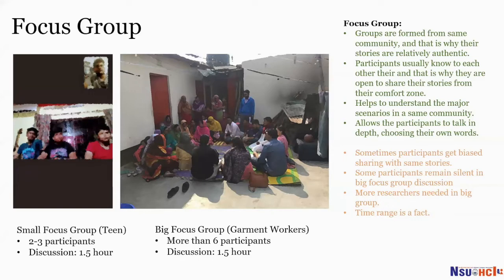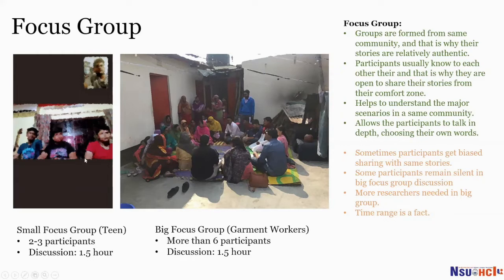And more researchers are needed in the big focus group, because in this picture you can see 11 participants, and we were 5 researchers in front of them. So more researchers are needed, but in the small group there was just one researcher present in their houses. So that is the problem.